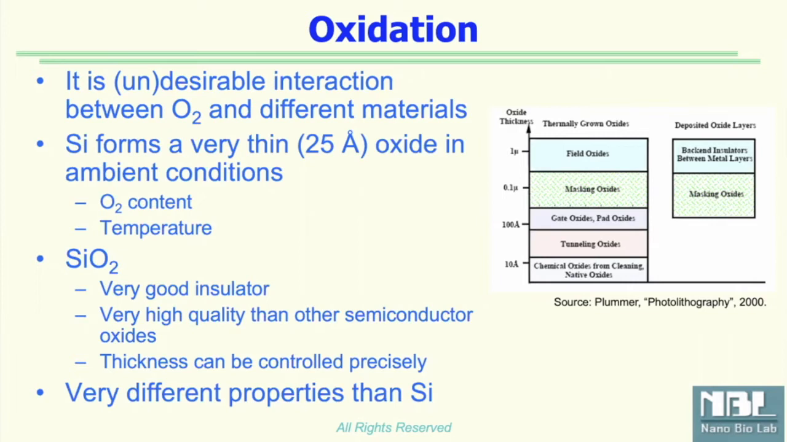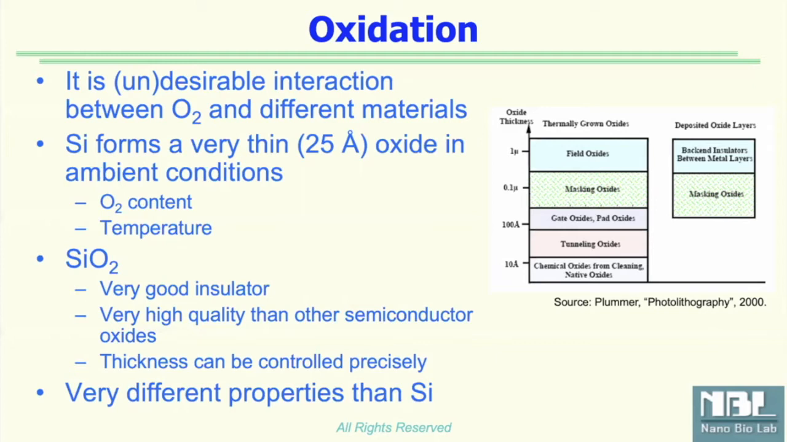Now, why do we use silicon dioxide? Silicon dioxide is a very good insulator. It has very different properties from silicon. Silicon with a very small amount of N-type or P-type dopants, we can make it very conductive. But silicon dioxide stays a very good insulator, whether there's doping in the silicon below or above it. Now, this is one important property.